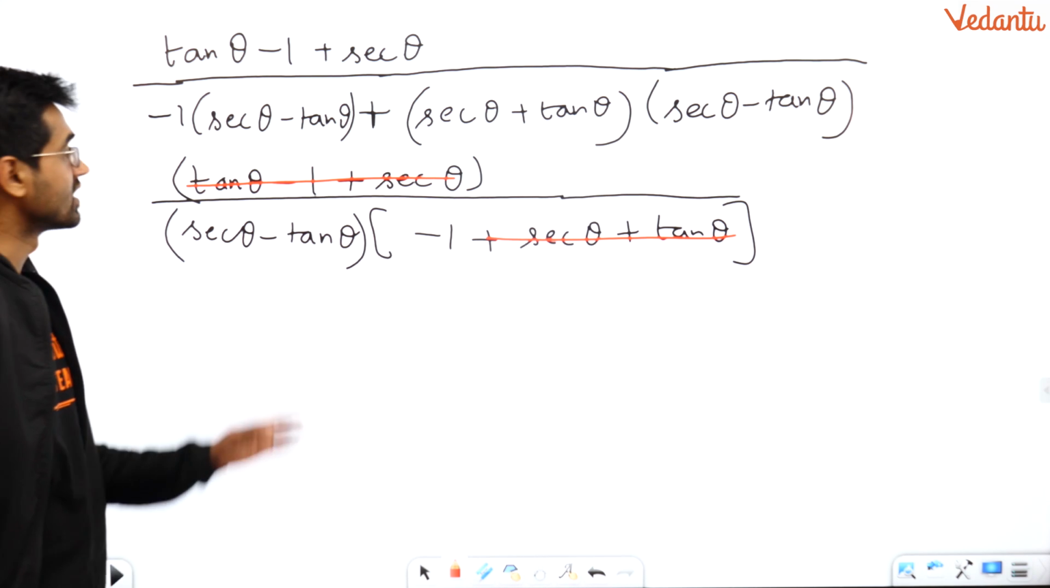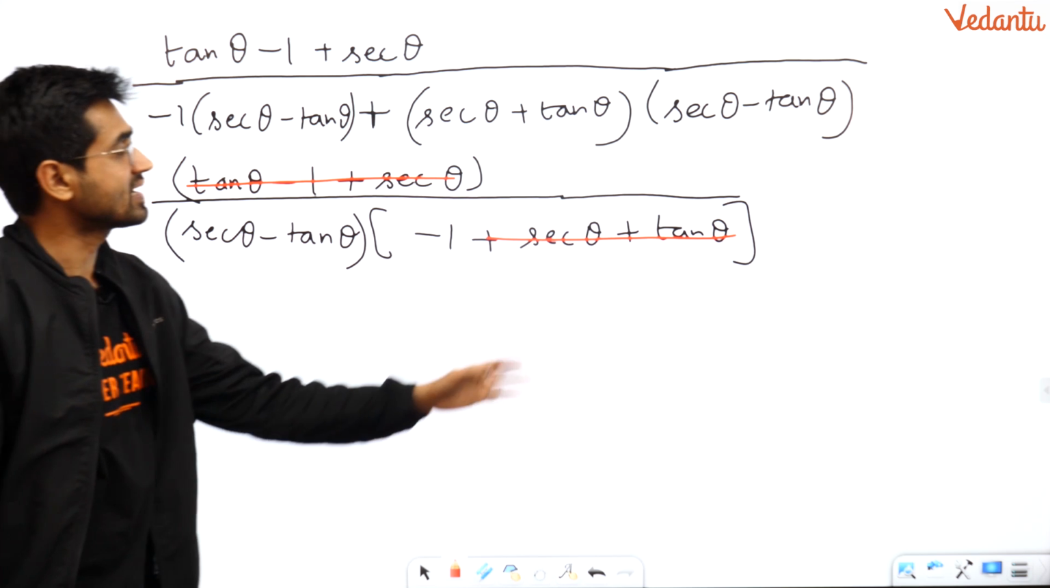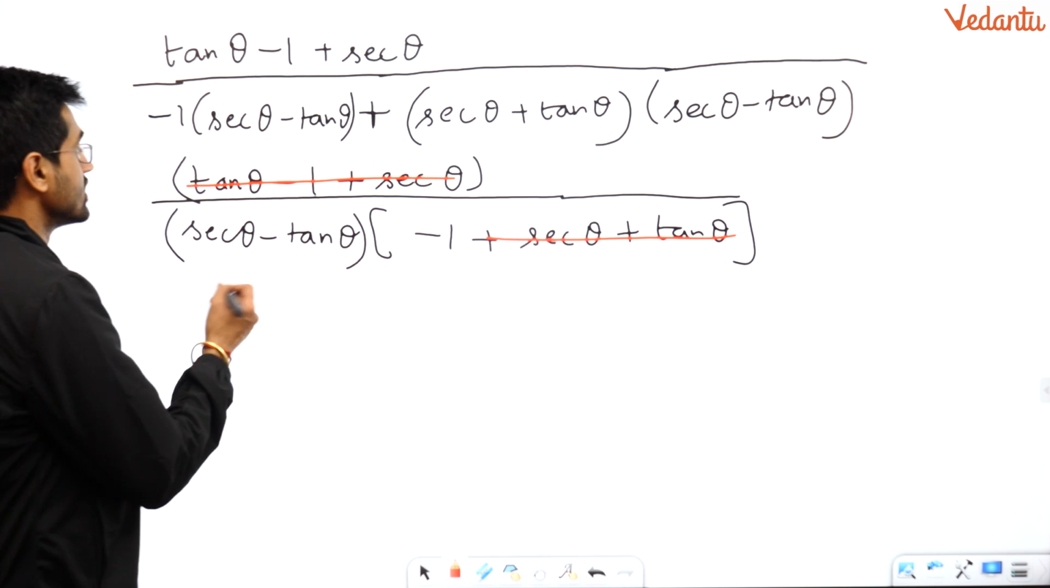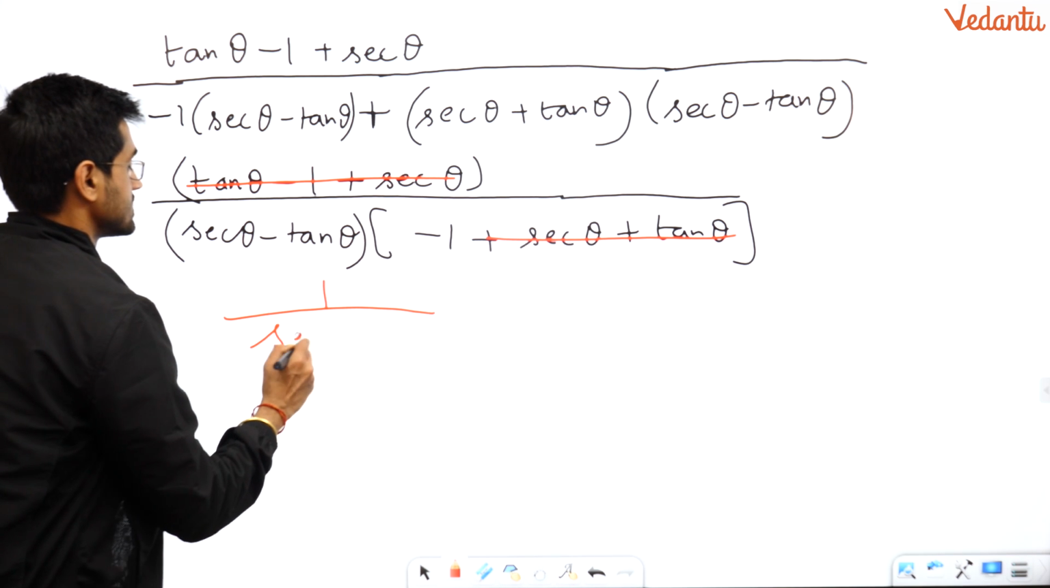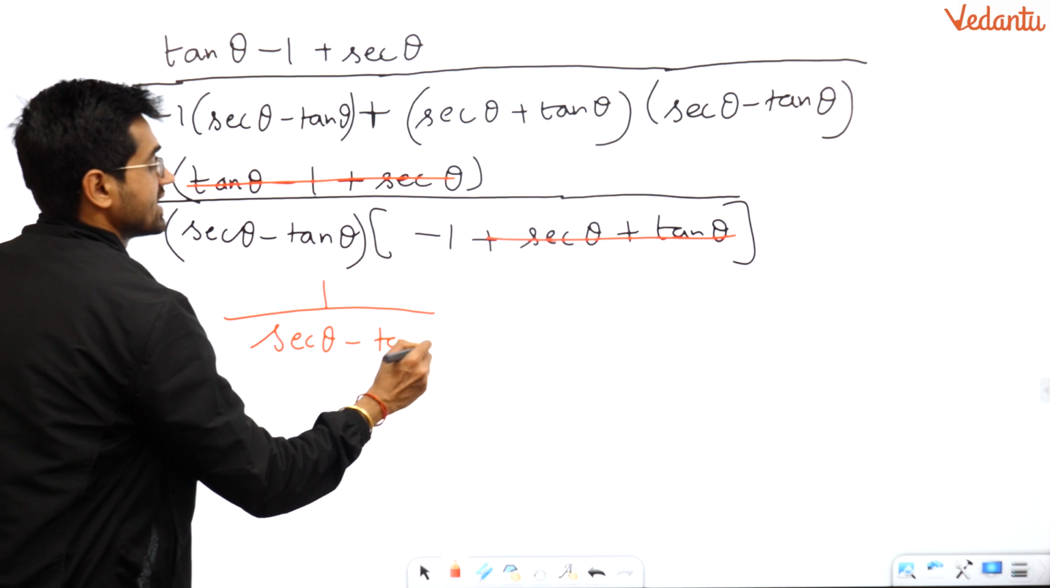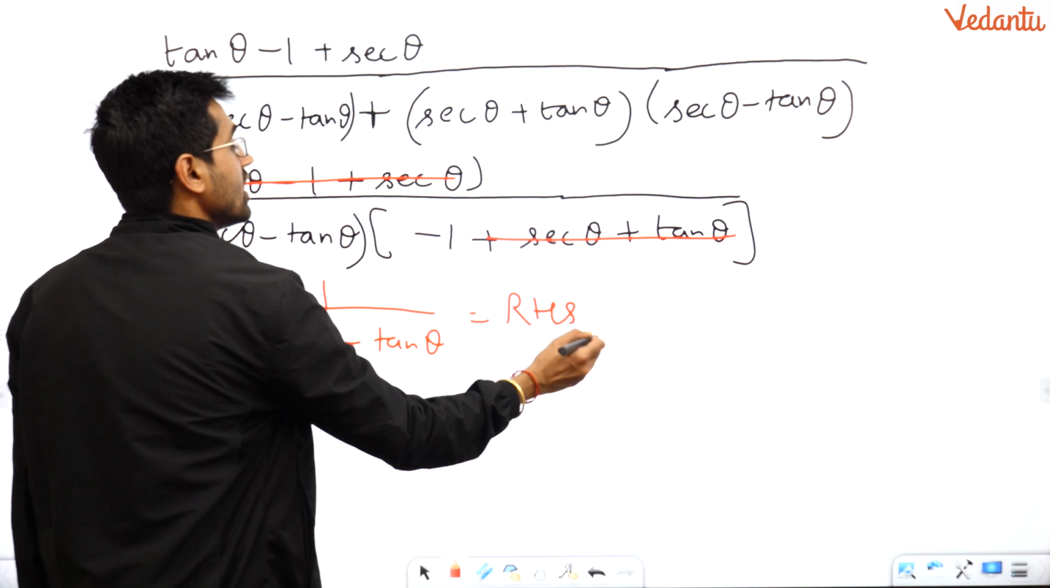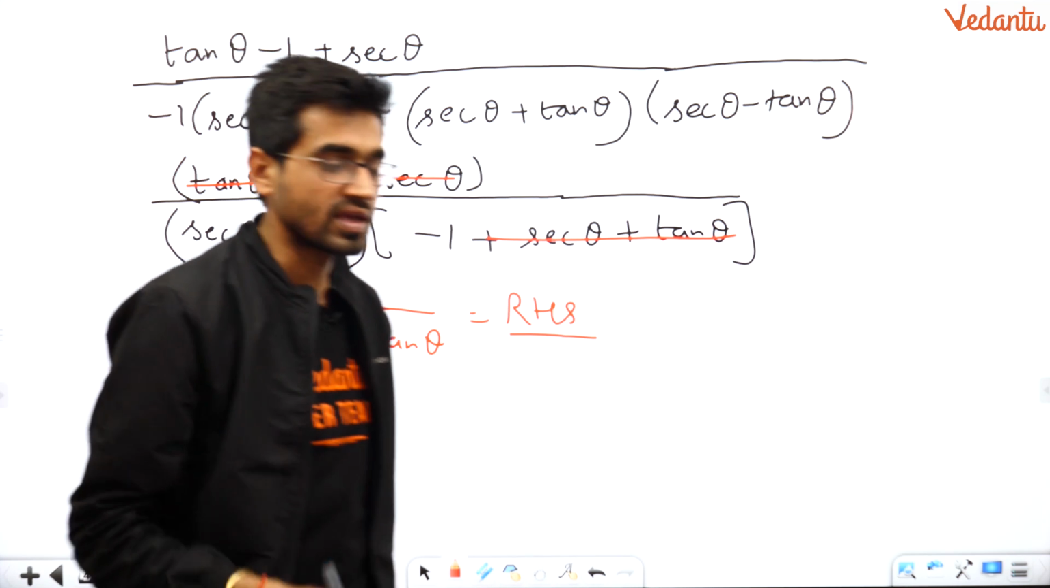Yes, it will cancel out. Tan plus secant minus 1, tan plus secant minus 1. Cancel out. So what will be left? 1 by secant theta minus tan theta, which is our RHS. Hence proved. Do you understand this thing?